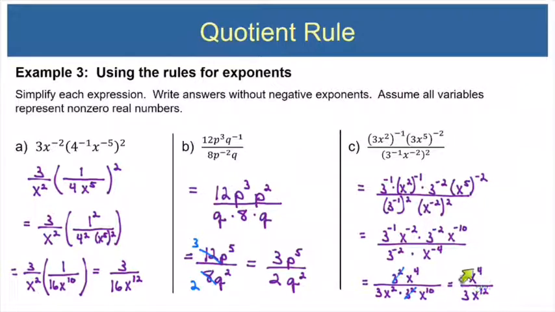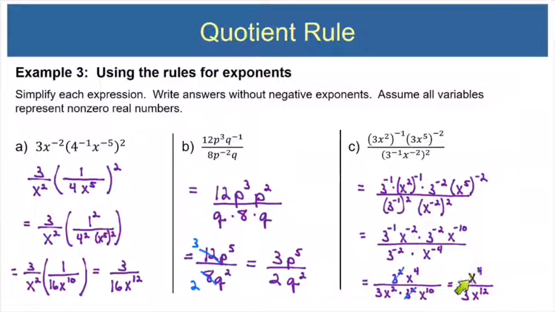And now notice that we have x's in both top and bottom. Where do we have the most x's? Well, we have 12 of them in the denominator, and we only have 4 in the top. So the 4 in the top are going to cancel out 4 of the bottom ones, and 12 minus 4 is 8. So we're going to have 8 x factors in the denominator.